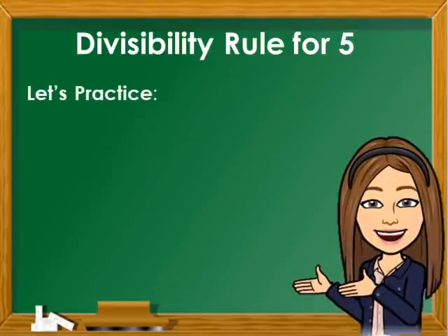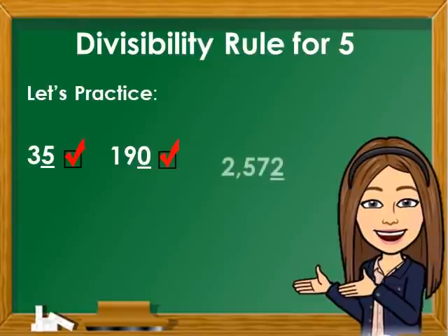Let's practice. 35. The ones place or last digit of 35 is 5. So, 35 is divisible by 5. 190. The ones place or last digit of 190 is 0. So, 190 is divisible by 5. 2,572. The ones place or last digit of 2,572 is 2. So, 2,572 is not divisible by 5.